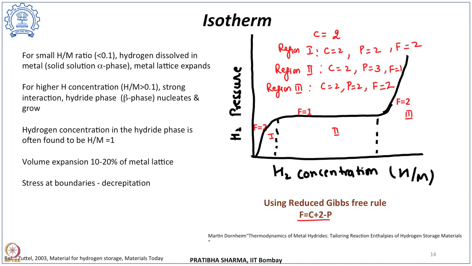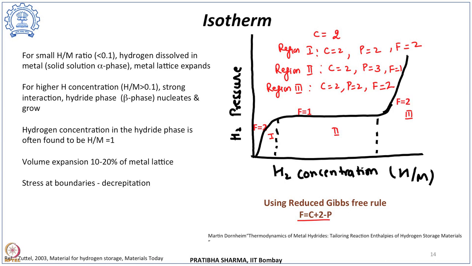However, when the hydrogen concentration increases beyond say 0.1, strong hydrogen-hydrogen interaction occurs, and the hydride phase starts to nucleate and grow, which leads to distortion in the metal matrix. Usually the hydrogen concentration in the hydride phase is considered as H by M equal to 1. At this higher concentration, the volume expansion of the lattice is significant, approximately 10 to 20% of the metal lattice, which introduces a large amount of stress onto the phase boundaries. Because of these stresses, decrepitation of the material can result, the material can become brittle, and the particle size can also reduce.